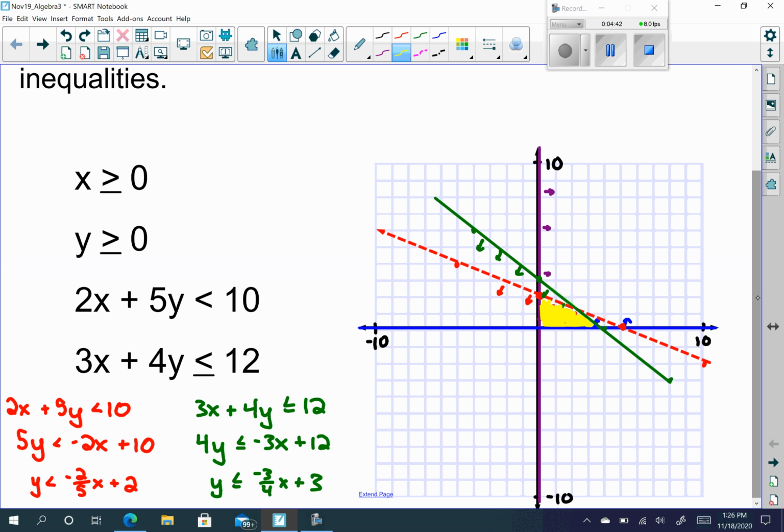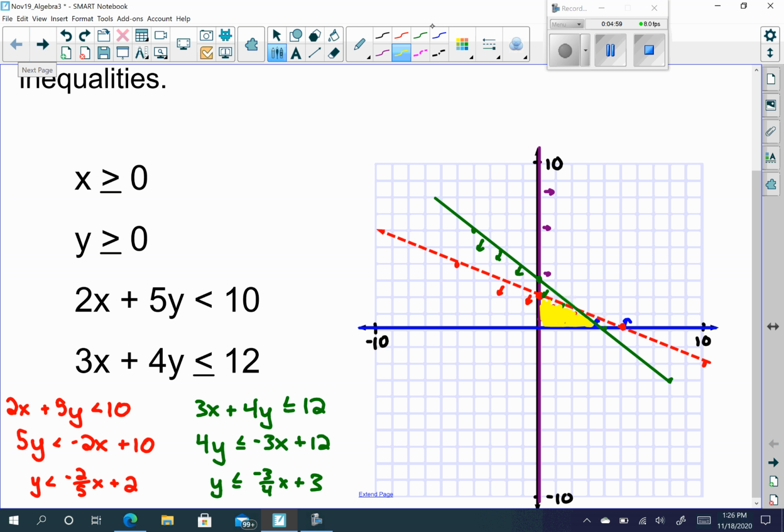Anytime we have more than two lines intersect, chances are they're going to form some sort of a shape, a polygon. Most of the time, if we just have three inequalities, it's going to form a triangle. If we have four linear inequalities, chances are it's going to make some sort of quadrilateral. In this case, the x and y axis helped.